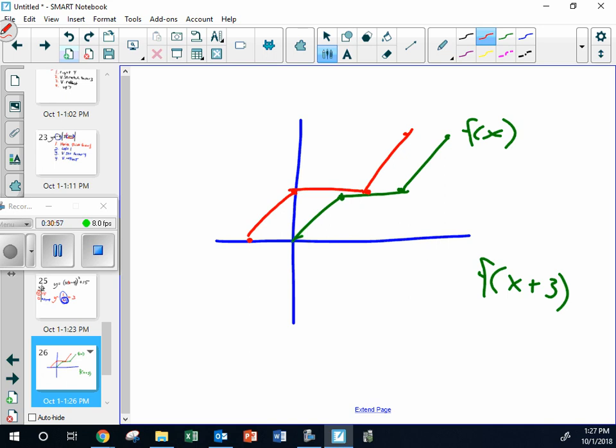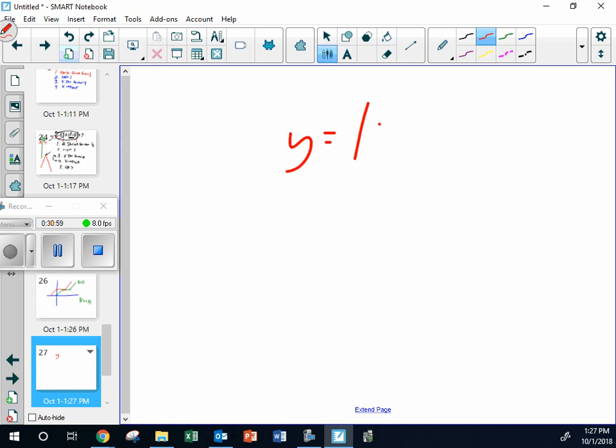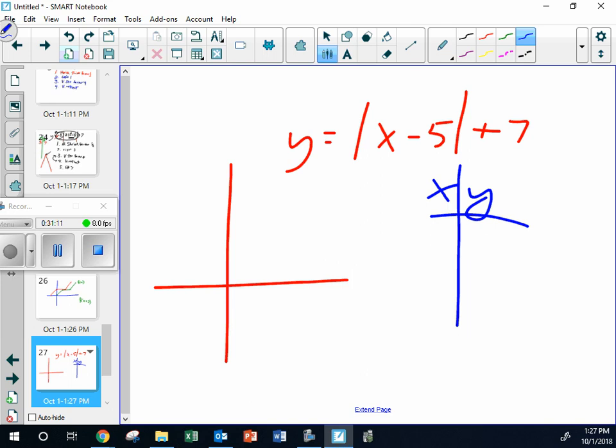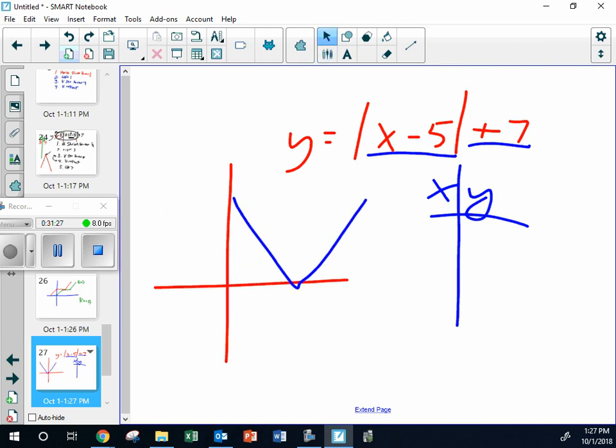Then, how are you supposed to graph things like this, Mr. Server? You never taught us how to make the parent graph and move it up 7. I kind of did, but I didn't talk about it very much, because what's your best friend in graphing? XY chart. You make a bunch of dots and you connect the dots. That's all you have to do. Hopefully you'll know that this is a V shape moved 5 to the right and up 7. So here's a V shape, 5 to the right, up 7, and you should know it kind of looks like that.